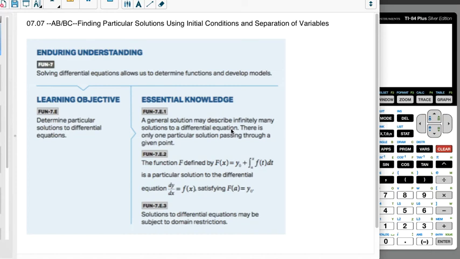All right, this is AP, AB, and BC Calculus. We are doing Unit 7, Section 7, which is finding particular solutions using initial conditions and separation of variables. So we're solving diffy-Q's. Let's go ahead and get started.